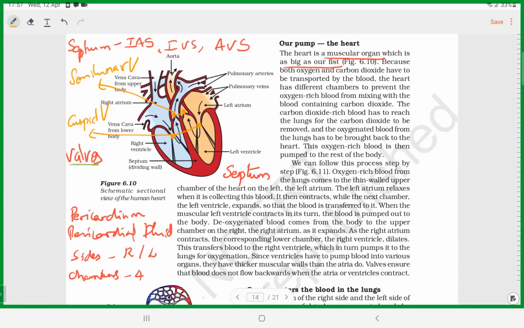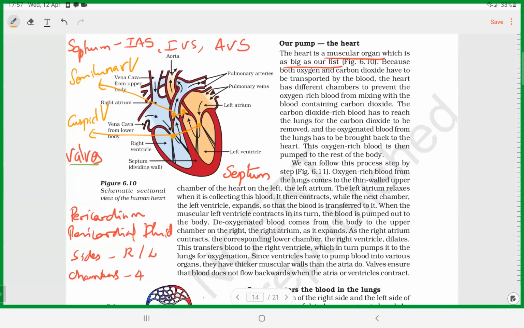Can you understand? What are the four types of valves present in the heart? Cuspid valves between the atrium and ventricle. Semilunar valves from right ventricle to lungs, left ventricle to rest of the body. Semilunar valves. Is it clear? Fine.